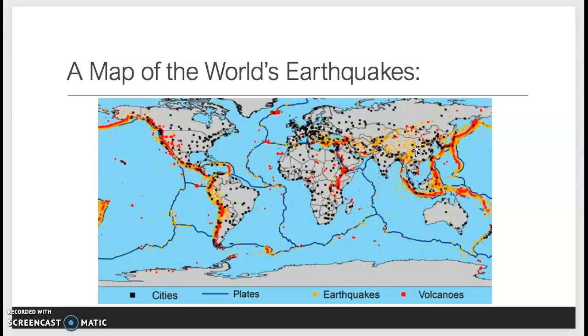There are some earthquakes that occur on what are called faults or fissures. So sometimes there are small cracks within a plate that can move as the whole plate moves and cause smaller earthquakes. But your really large earthquakes occur right at these plate boundaries. Okay. So how do we measure earthquakes? That would be the next question.